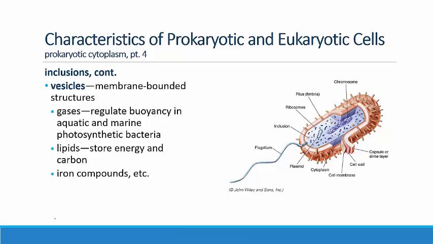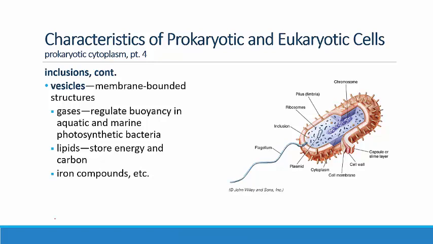Lipids may be stored in these vesicles, and you may remember we looked at some chlorella cells, and they have a little lipid vesicle inside of the cell. That's for storing energy and as a carbon source inside of the cell. Lipids are a great way to store energy. And there may be iron compounds and other materials that are included in the vesicles. So granules have no membrane, vesicles do have membranes around them. And those are some of the inclusions that we see in prokaryotic cells.